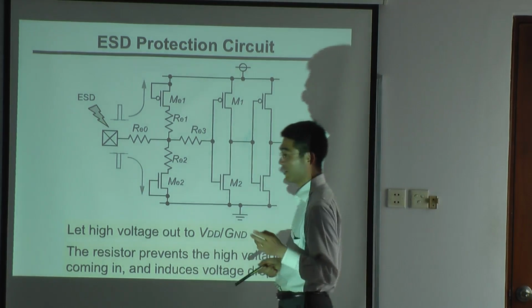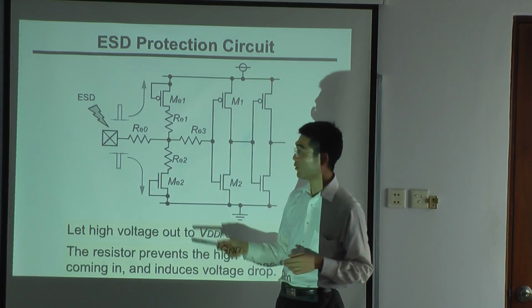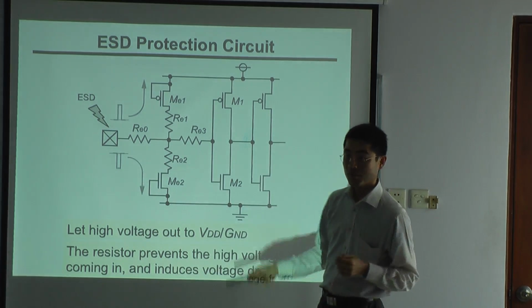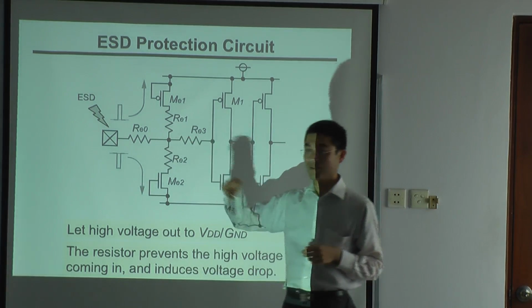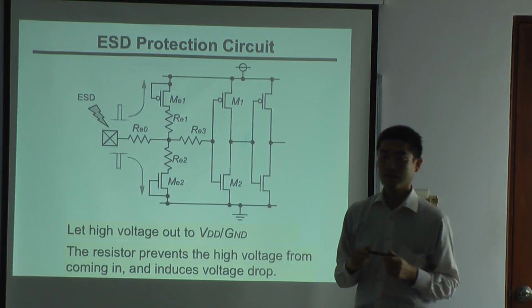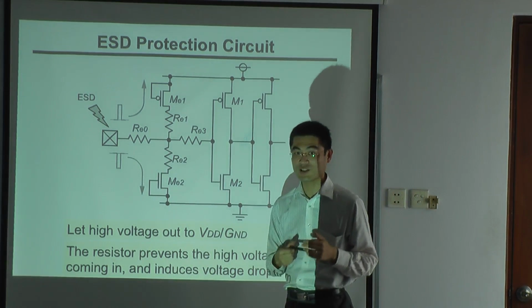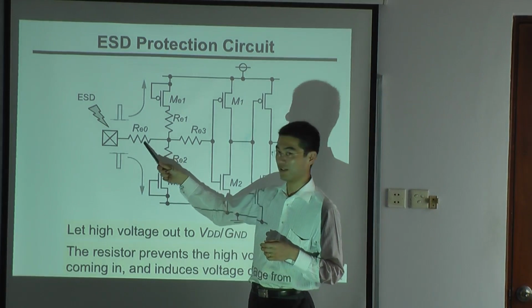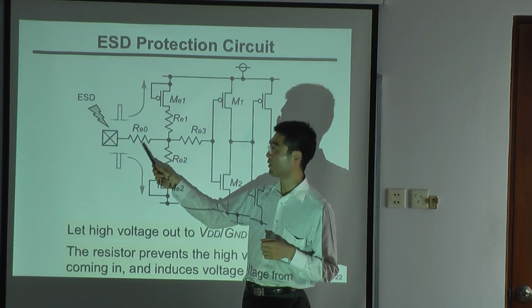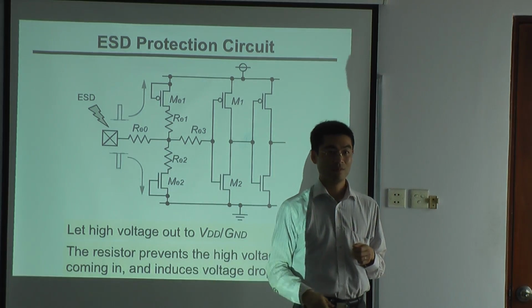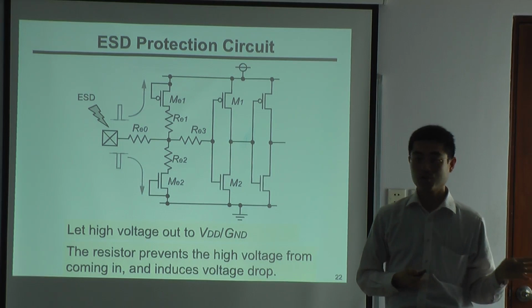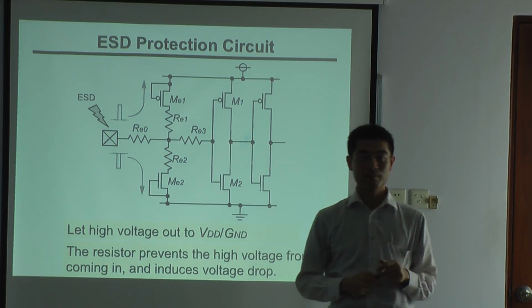And from the ESD protection point of view, we want to put a large resistance here. But large resistance will disturb the communication. So for high-speed communications, we don't want to put it. But from the ESD point of view, we want to put a large resistance. So we have to compromise. There's a trade-off between the ESD protection and communication speed.